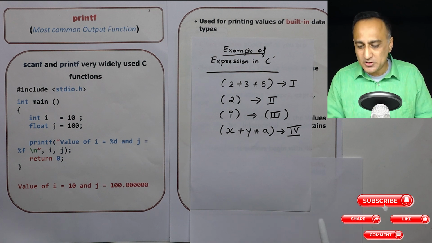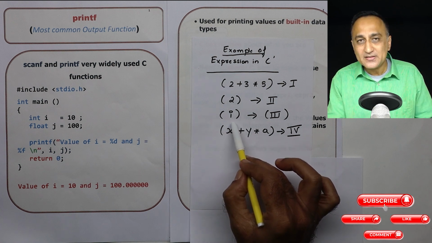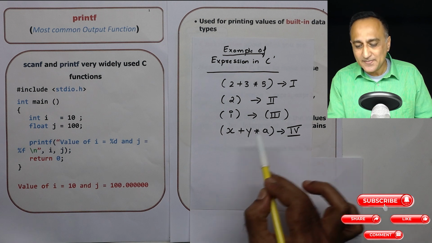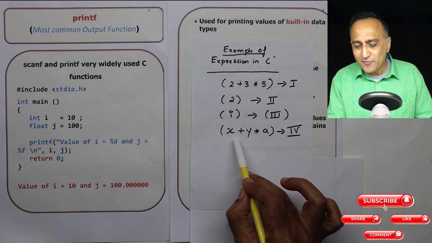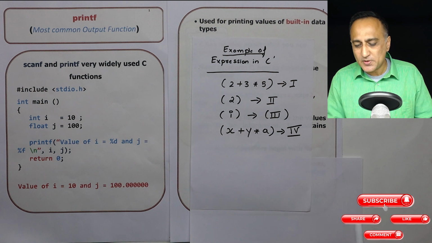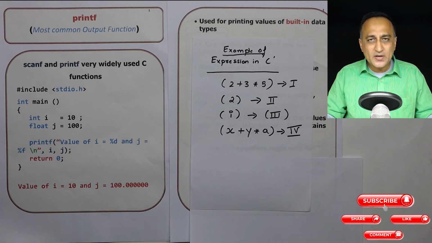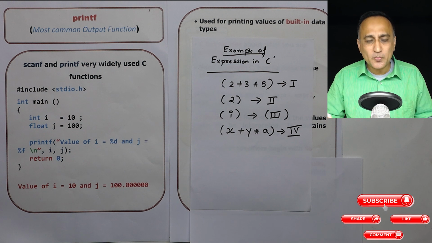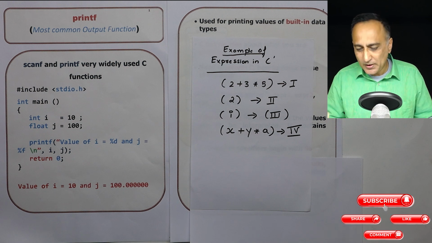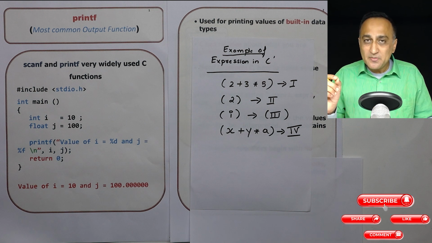It's a constant expression. This is a variable, which is also an expression in C. This is a combination of variables, which is also an expression in C. So an expression can be a constant, it can be a variable, it can be a combination of operators, constants and variables. But there's an important rule about expressions in C.